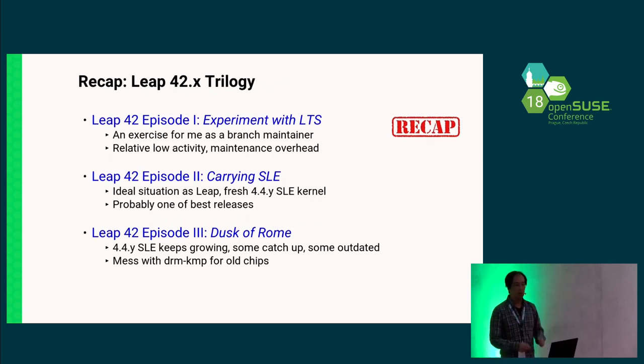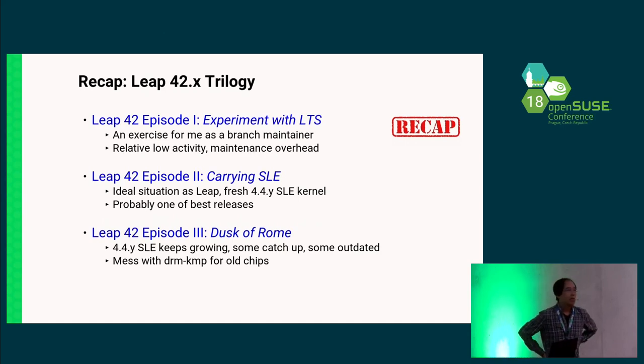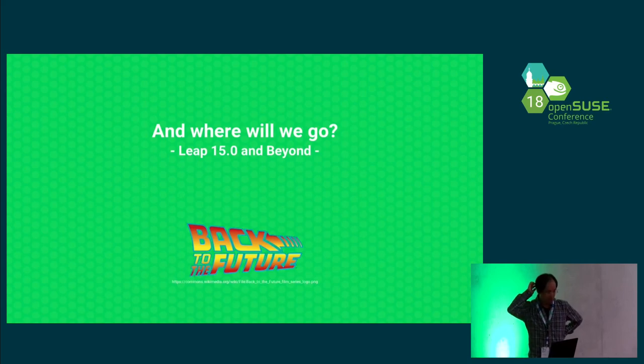So the recap, the Leap 40.x trilogy. The first one was some kind of experiment for me too. And that was okay because I newly started up as a maintainer, but I wouldn't do it again. And 40.2, carrying from SUSE Linux Enterprise, was good, stable, and one of the best releases. And 40.3, yes, the good point is that it's stable, but outdated in some areas. And DRM KMP was good for the latest hardware, but bad for old hardware. So that was that. Now, from the past to the current and the future, Leap 15.0.